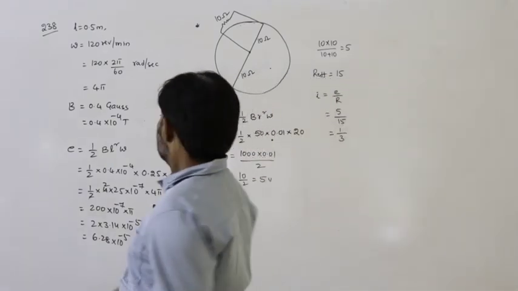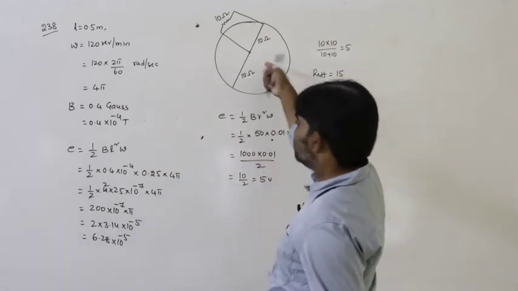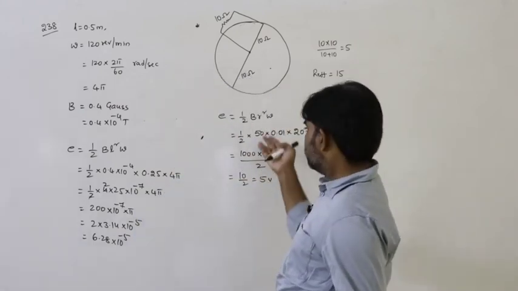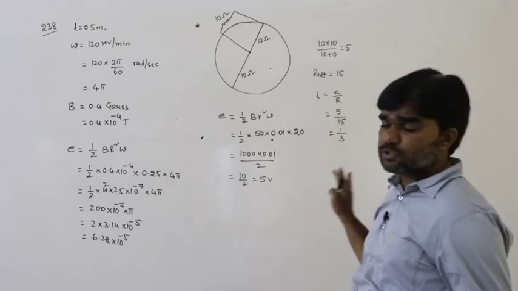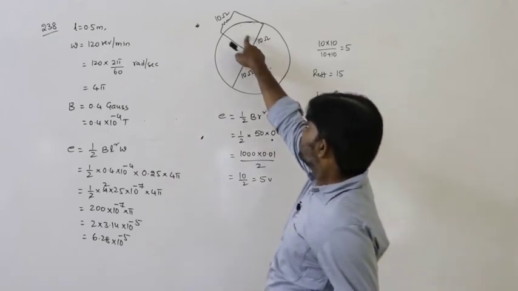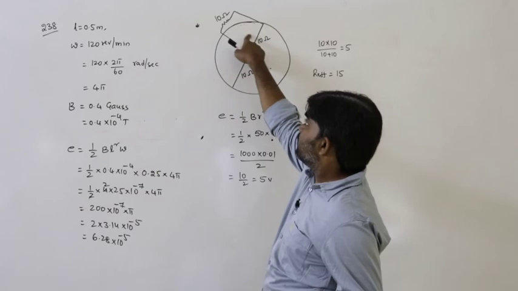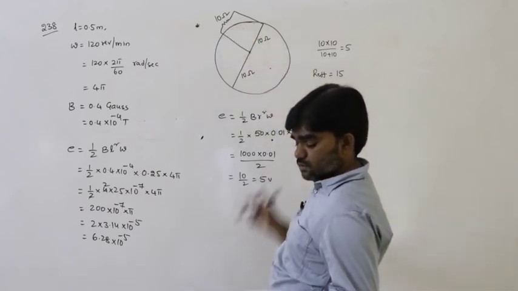So that is the EMF we develop. EMF does not depend on resistance. Whatever it is, the EMF formula is the same, half B R square omega. So for the effective resistance, these two 10s are in parallel, and this is in series, like that.